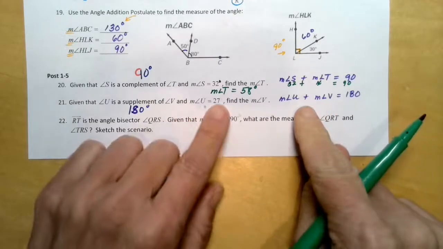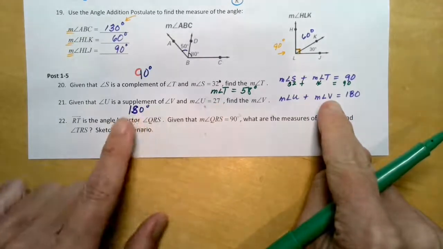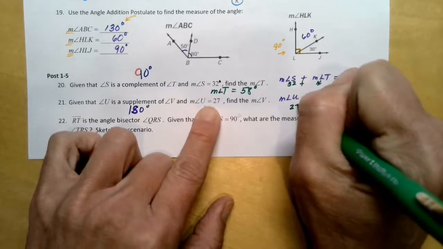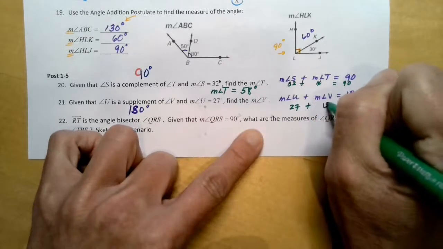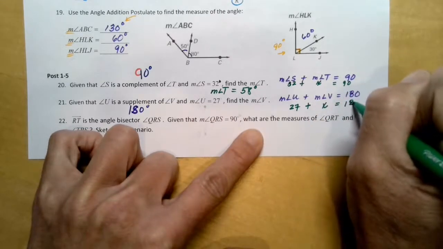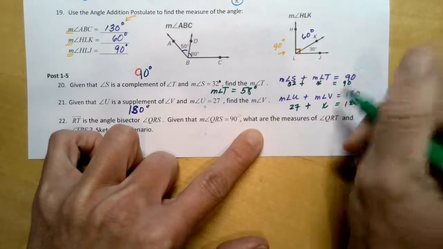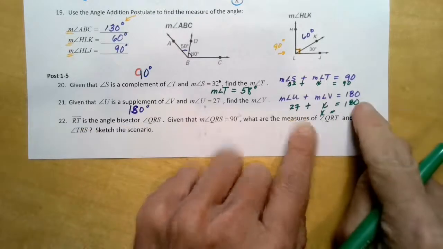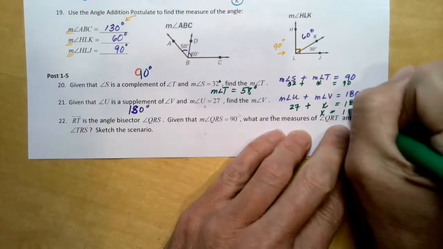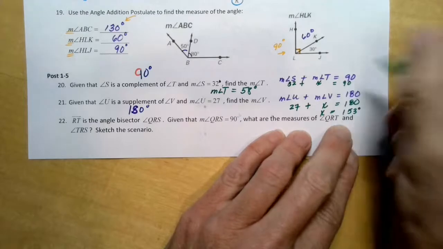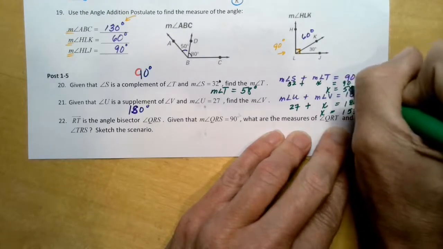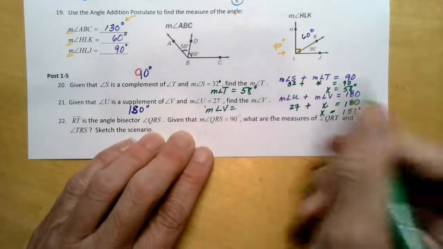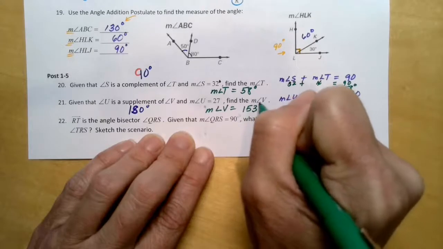So when we talk about U and V, if I know that the measure of angle U is 27 degrees, I know that 27 plus whatever I'm looking for has to equal 180. So then I know that my X value is equal to 180 minus 27, which sounds like 153 degrees. And let me put this here. So that then I know that the measure of angle V is equal to 153 degrees.